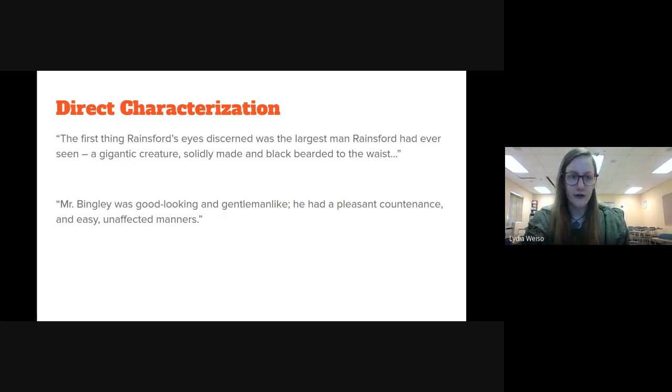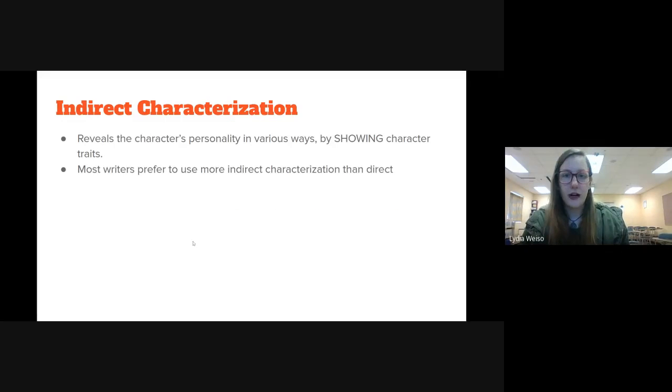So you can do direct characterization with physical traits or personality traits. Now, indirect characterization, again, is that show rather than tell. And you see this more often than you see direct characterization. Again, because it tends to be more interesting, writers prefer to use it.